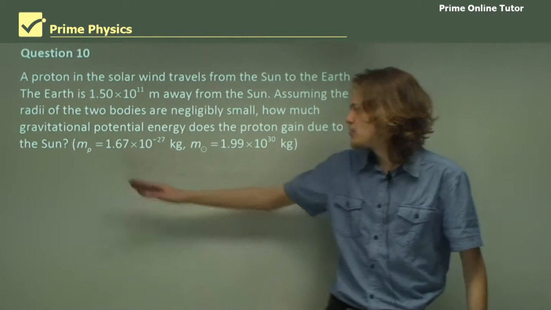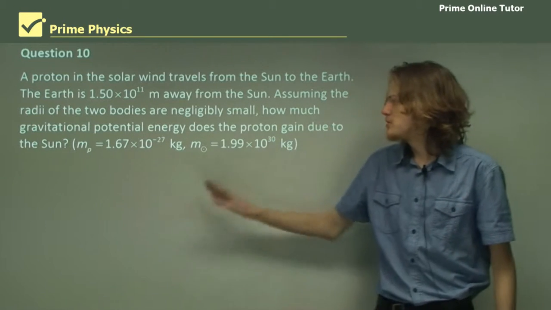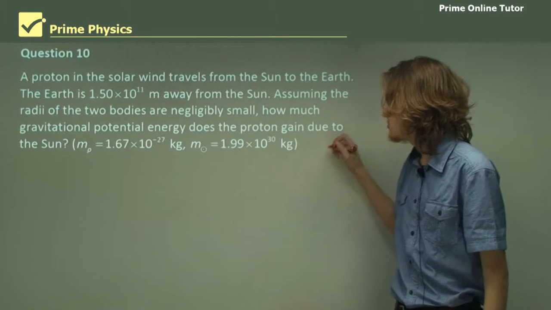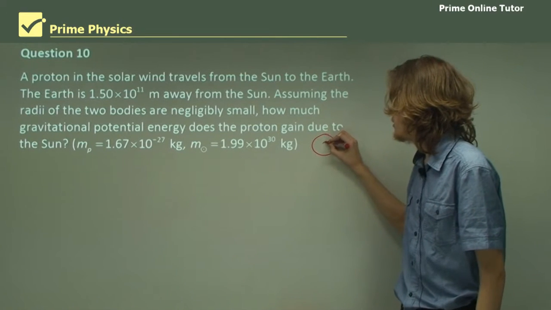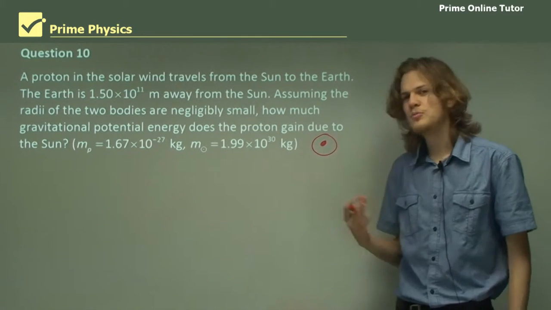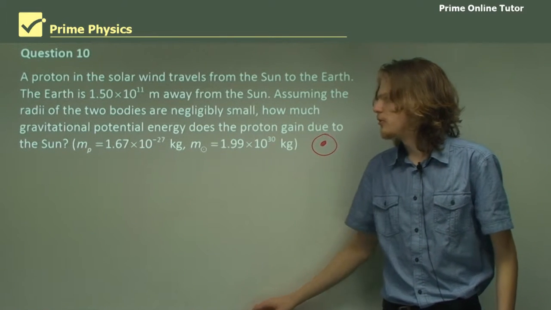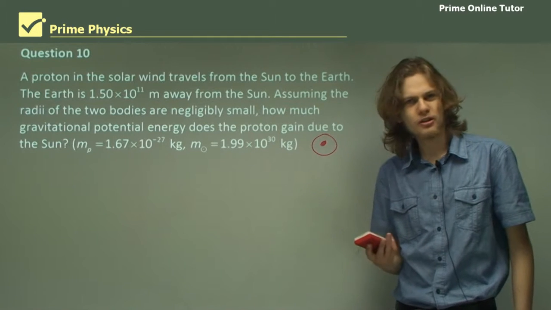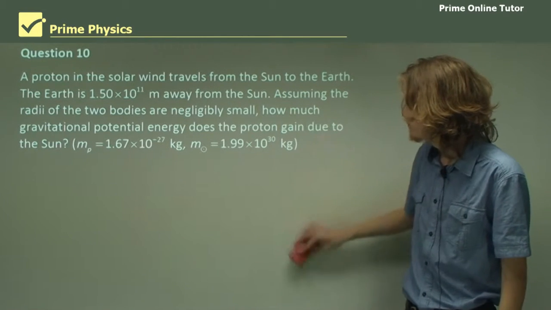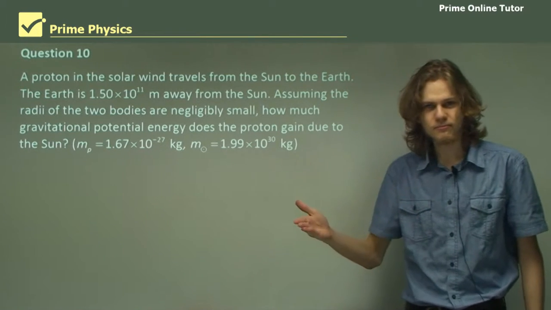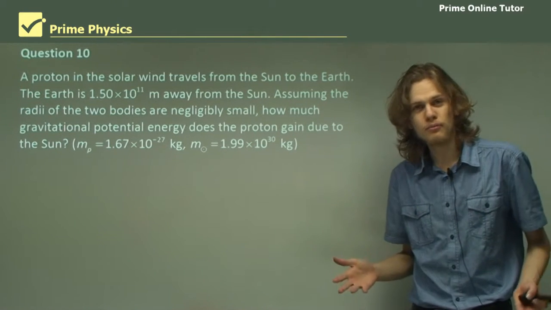So we're given the mass of a proton and the mass of the sun. The symbol for the sun is sometimes given by this symbol. It's been used since ancient times. So, how do we find the change in gravitational potential energy? Well, all we need to do is find the gravitational potential energy at both points and find the difference between them.